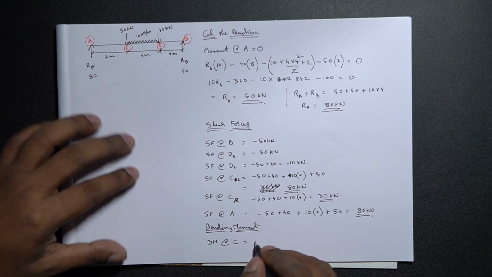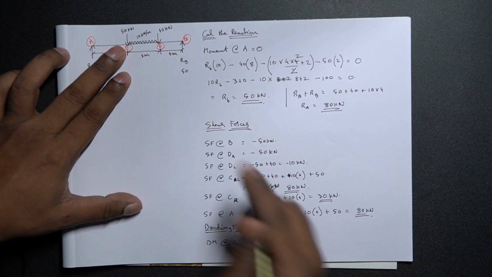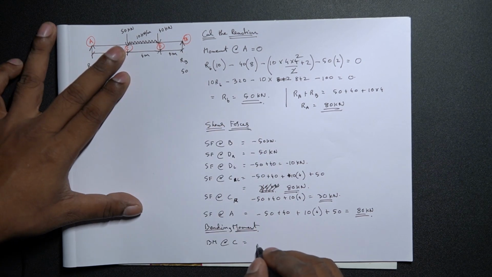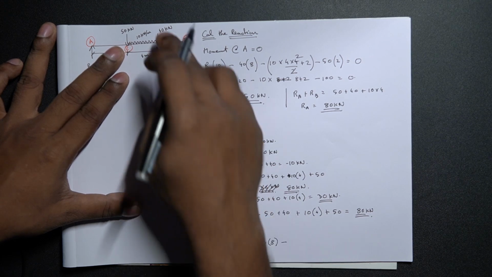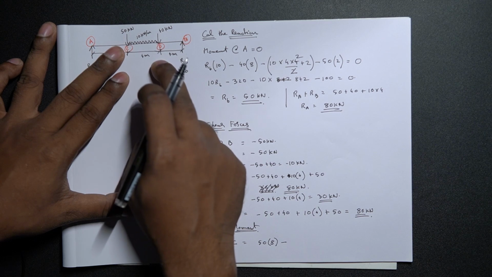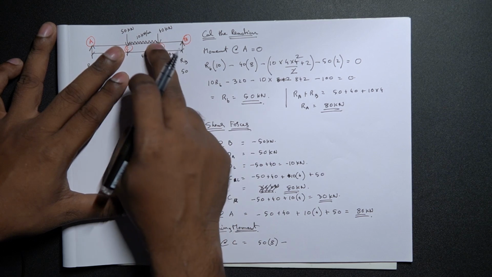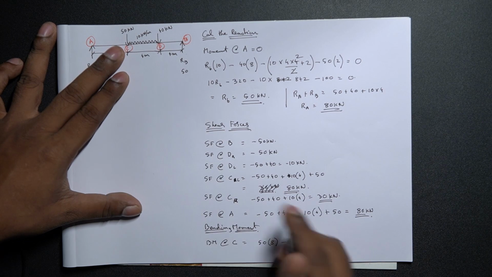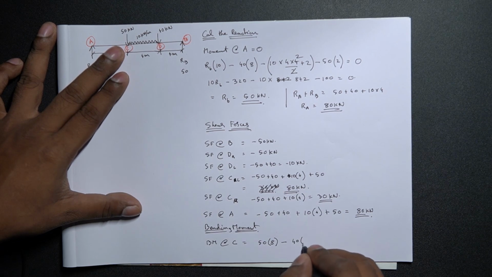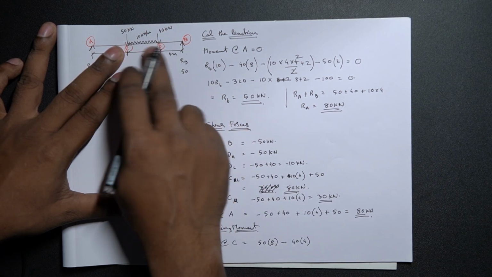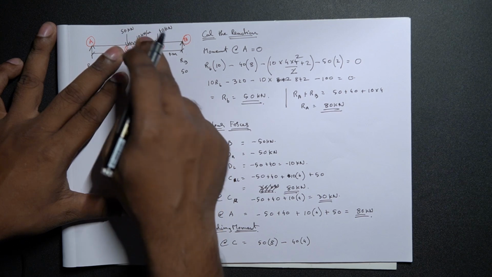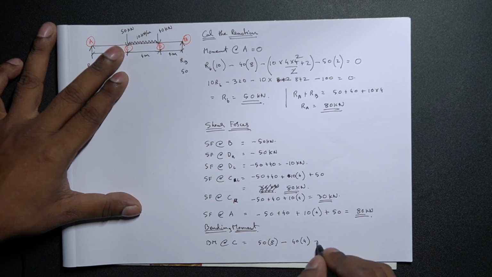So that is RB into 8. So that is minus, sorry, that is 50 into 8, minus, we have 40 kilonewton acting from top and we have a UDL that is acting. So 40 times 4, that is the point load bending moment, and the UDL is WL square by 2. So 10 into 4 square by 2.